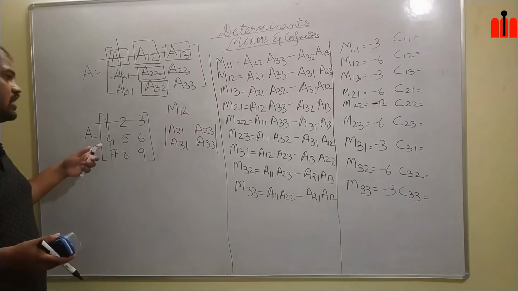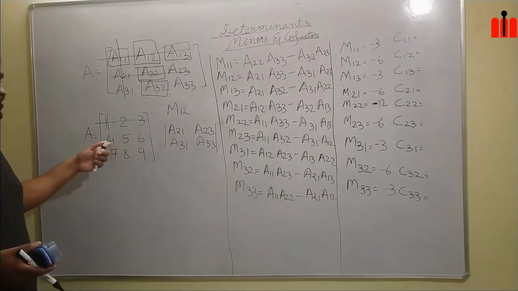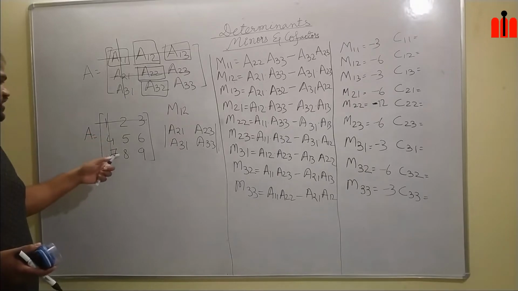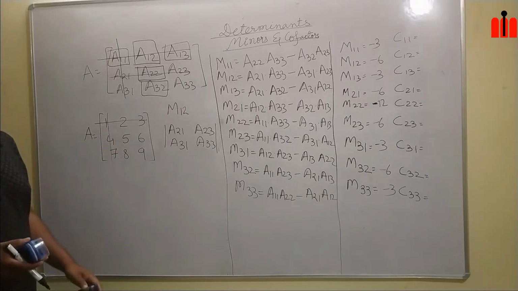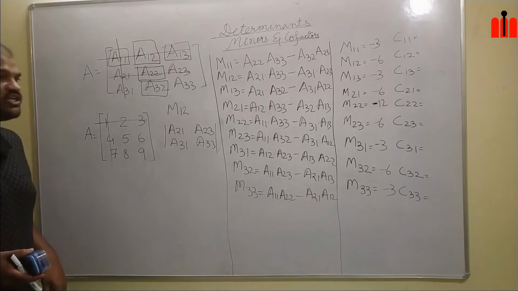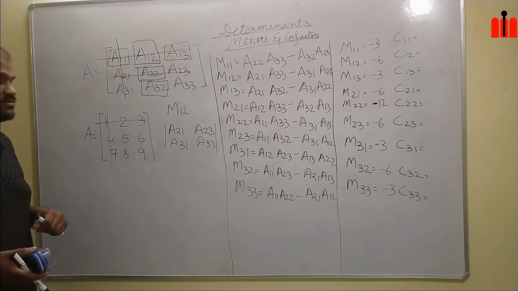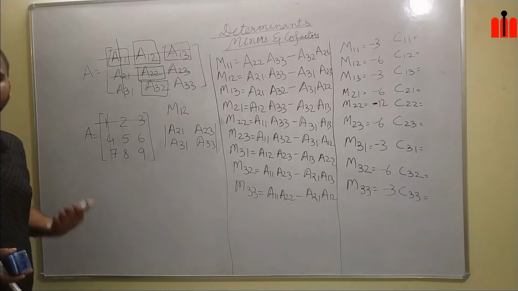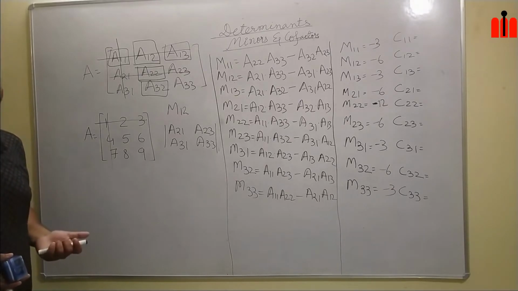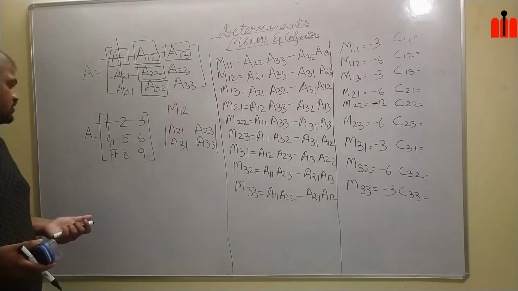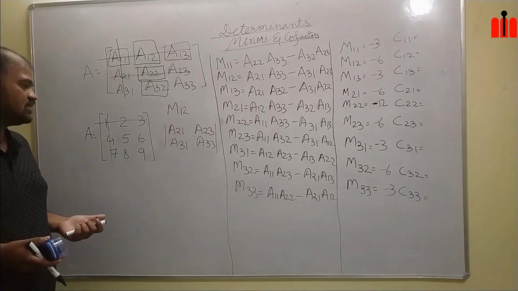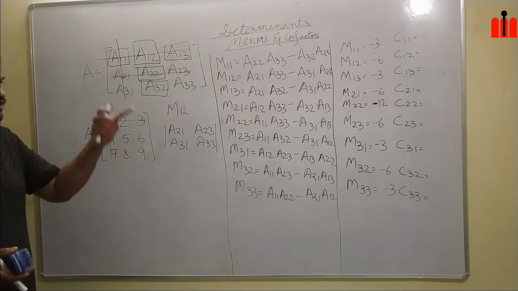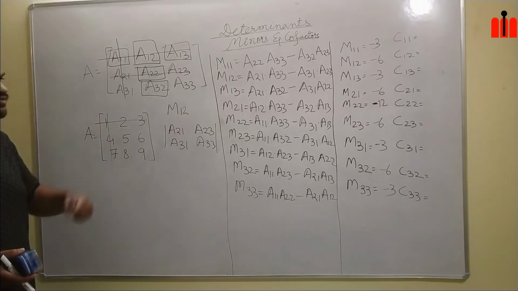Now let's come to M21. Second row first column element is 4. Second row and first column need to be struck off. So 9 2s are 18 and 8 3s are 24. So 18 minus 24 is minus 6. M22. M22 is 5 over here. That means second row and second column need to be taken out. So second row second column struck out. Then 9 1s are 9. 7 3s are 21. So 9 minus 21 is minus 12. So it is minus 12.